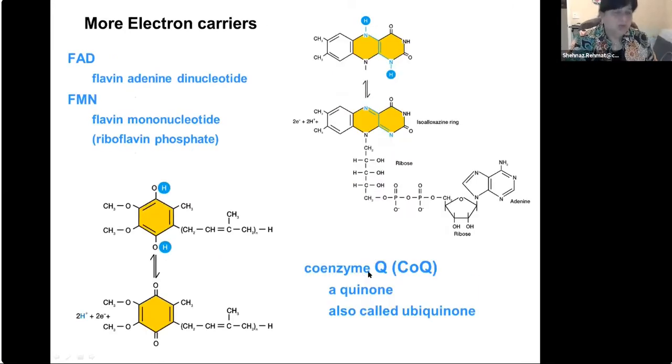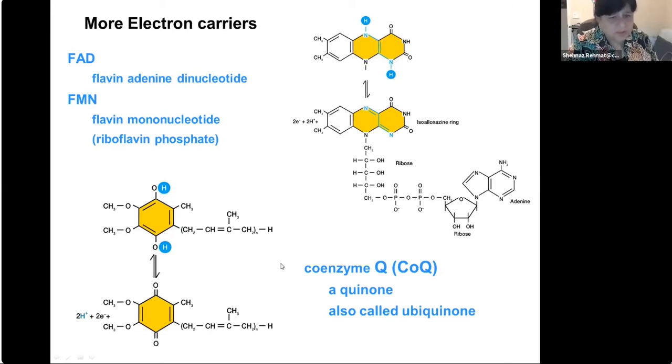Yeah. So more electron carriers that you'll come across. FAD is a second one, which is a flavin adenine dinucleotide. It's again a dinucleotide. And there's one also close to this, called FMN. This is the flavin mononucleotide. We also call it the riboflavin phosphate. So these two, of course, related ones also carry hydrogen on these two spots there, right?